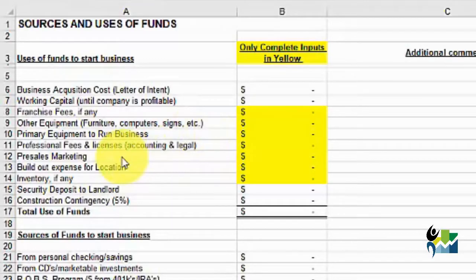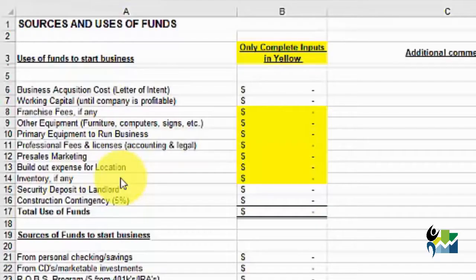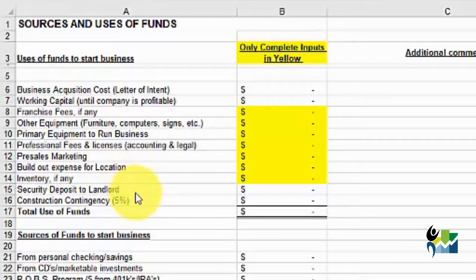The next thing is you might have to do some pre-sales marketing before you open, so maybe you join the Chamber of Commerce, maybe you run some ads, you let people know that you're going to be there, so this way you have that money accounted for. And then you're probably going to need some inventory. If you're selling something, you're going to need money for inventory, so you want to make sure you have the money listed, so when you open up, you have that covered. And then finally, you're probably going to need some money put away for the security deposit for your landlord, because when you sign your lease, as a general rule, you're going to need to come up with usually 2 months of security deposit that your landlord is going to want.